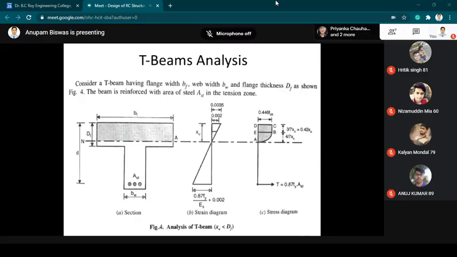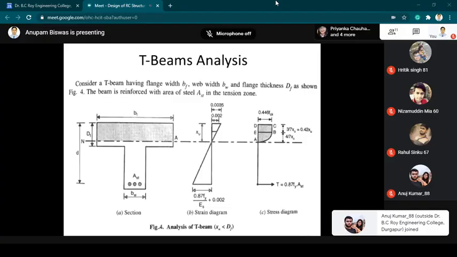Okay, so as discussed in the previous class, we have seen the various components of T-beam. Basically, we have two portions. The slab portion is called the flange, and the beam portion, the vertical member, is called the web. So we have flange width and flange depth, and we also have web width and web depth.